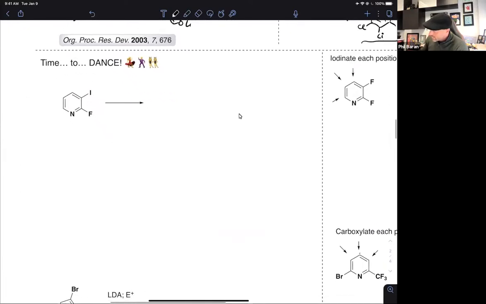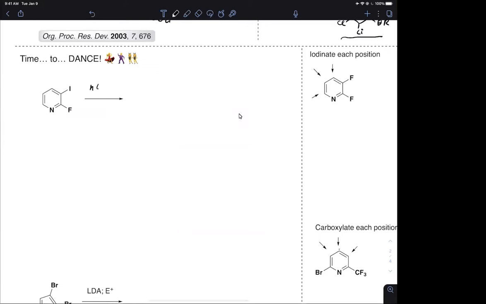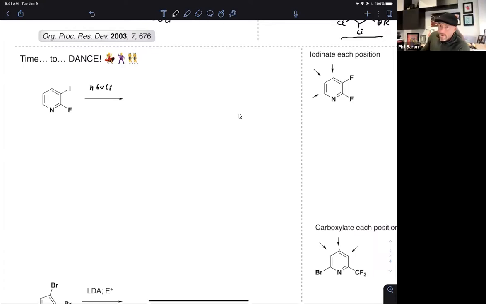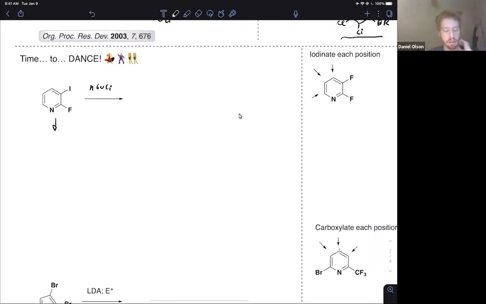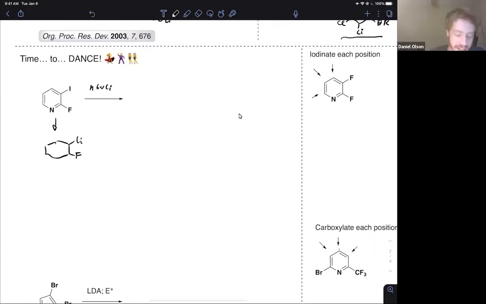Okay, let's dance. So if we take a 3-iodo-2-fluoropyridine and we treat it with something like n-butyllithium, that's fine, what are some of the things that might happen? How about Daniel? Anything you say could be right here. I would think lithium halogen exchange. Okay. But why are you butting? Given the halogen dance, I would think deprotonation would happen at the 4 position as well, or is likely to occur.